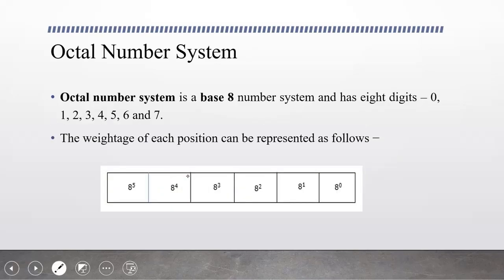And the third one is the octal number system. Octa means 8. We also use octagon, which is a polygon that has 8 sides. In the same way, octal is a number system that has base 8, and that includes the digits 0, 1, 2, 3, 4, 5, 6 and 7. The weightage is represented as 8 power 0, 8 power 1, 8 power 2 and so on.